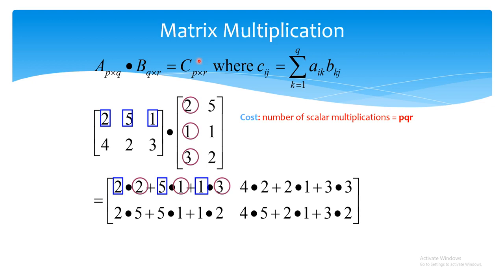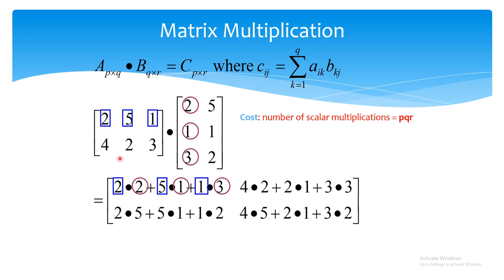So here we are not interested in actually finding the multiplication answer, but we are interested in this basic operation: how many scalar multiplications we require. Basically it is going to be equal to P into Q into R, where P cross Q is the dimension of matrix A, and Q cross R is the dimension of matrix B. Let us take an example.